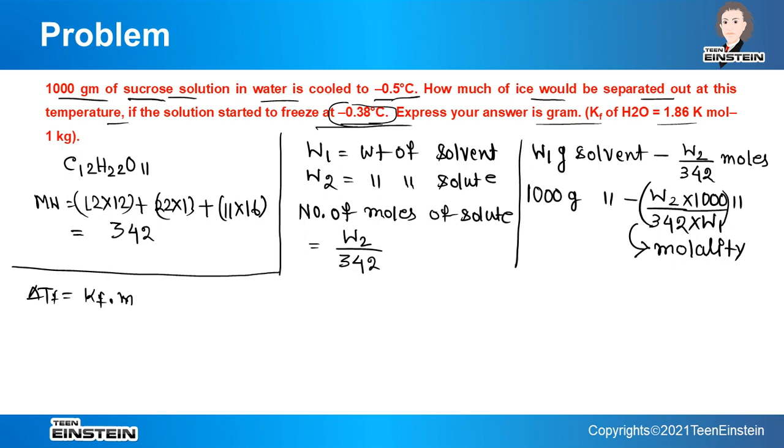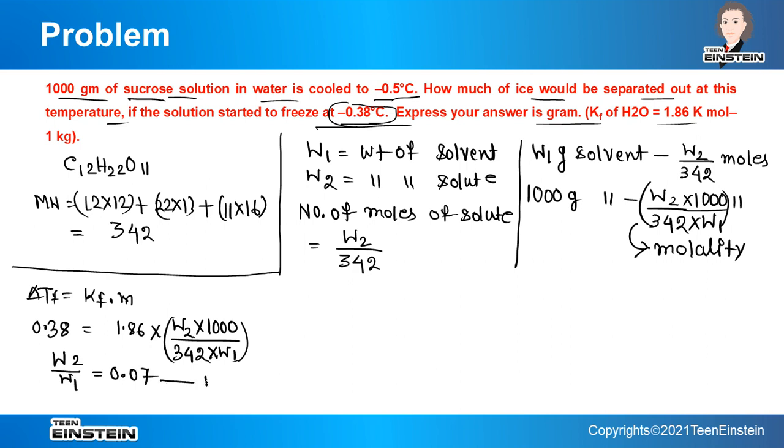Okay, so that directly we can get the value of W2 and W1, because both are unknown. Here it is 0.38. Negative sign we will ignore, because we just need the difference between the two freezing point values, not the sign. Kf value given 1.86. In place of molality we will write W2 into 1000 divided by 342 into W1. So from this we get the ratio W2 divided by W1, which will be equal to 0.07.